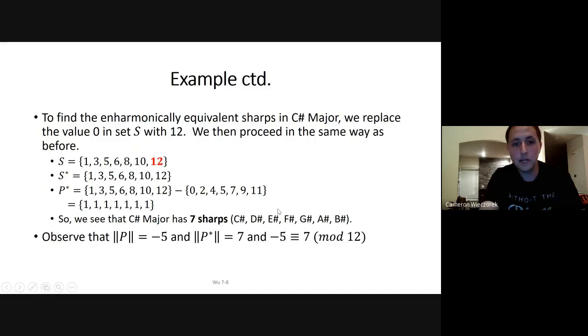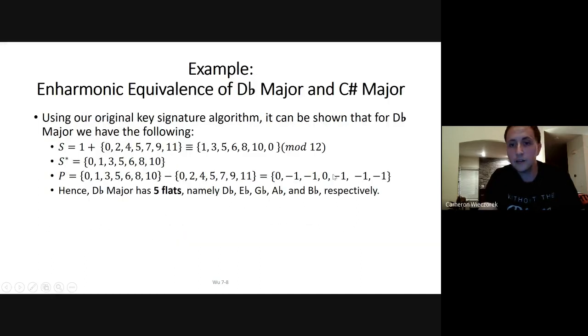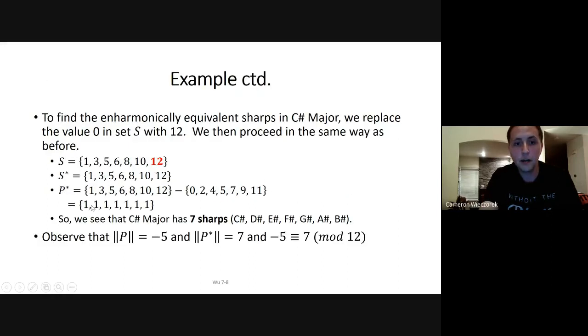So the norm of P, I counted 5 flats, so -5. And the norm of P star, I count 7 positive ones, 7 sharps. If you add 1 together 7 times, you get 7. So the norm of P star would be +7. Again, -5 and 7, when working mod 12, those numbers are congruent to each other. If you take -5 and you add 12, you get 7. If you take 7 and you subtract 12, you get -5. And your ears would detect no difference.